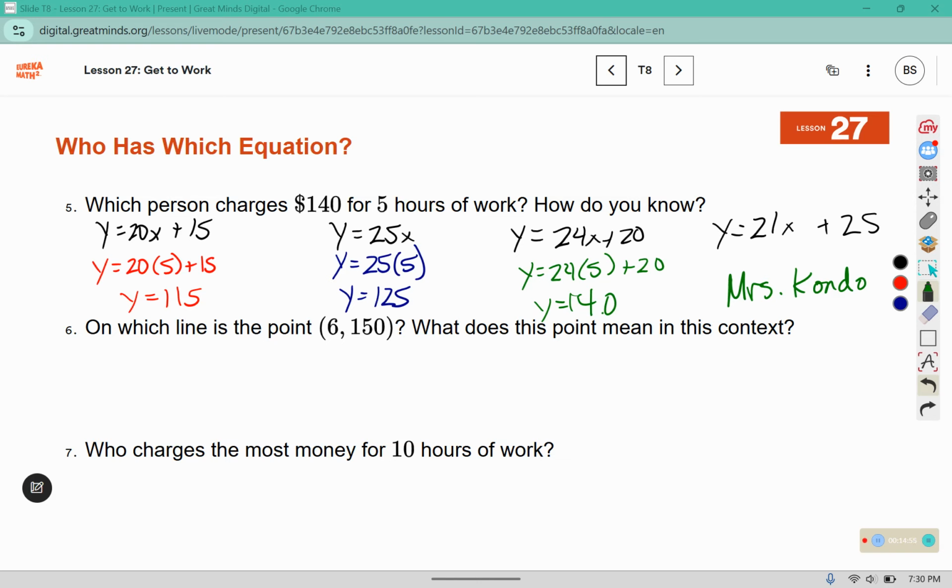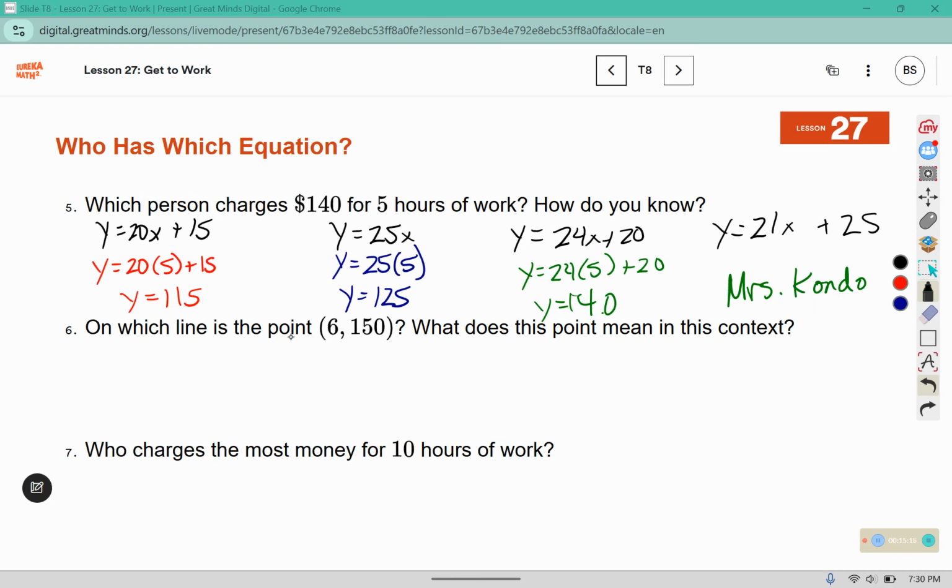For the how do you know piece, showing your work can work for me. You might also write a sentence saying something about how when you substituted 5 into the x value, you were able to determine which person charged $140.